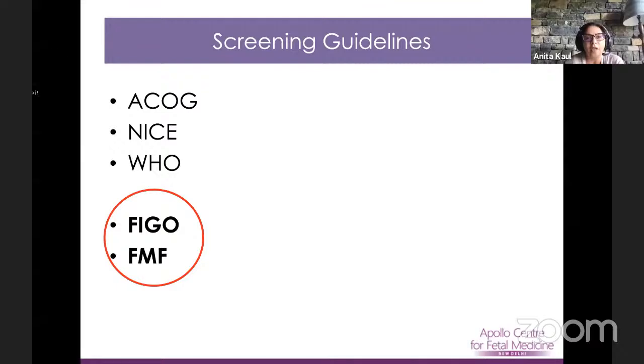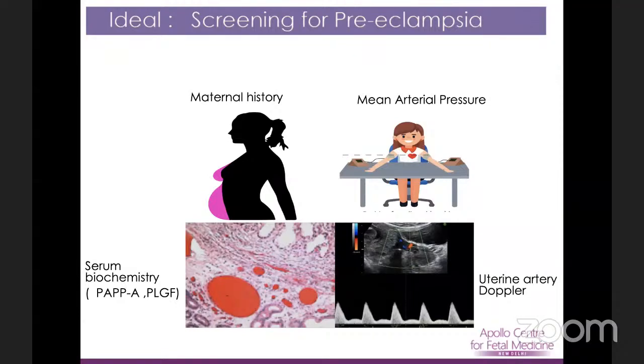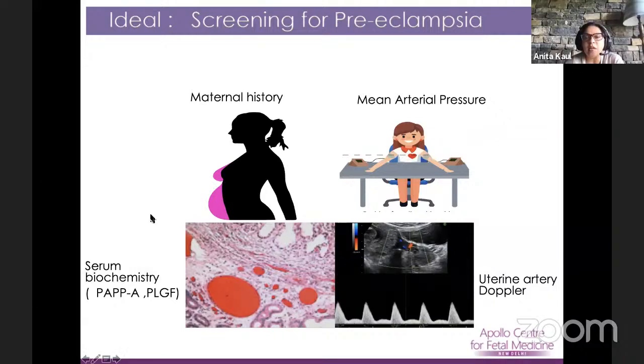So all the societies have issued some screening guidelines, and the most recent are FIGO, which has again issued a guideline recently, and of course the Fetal Medicine Foundation. And you may all be aware that Professor Nicolaides has spent something like 30 years researching ways to make a difference in women's health. So when we look at screening for preeclampsia over the years, what didn't work, and what we used to do, is just ask the maternal history, and I'll tell you about that in a minute.